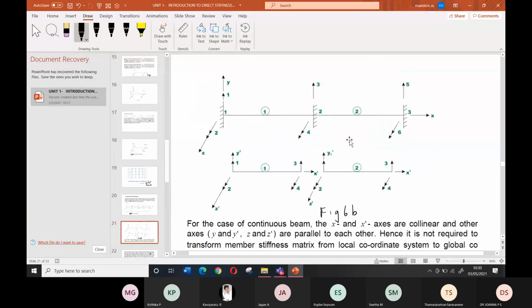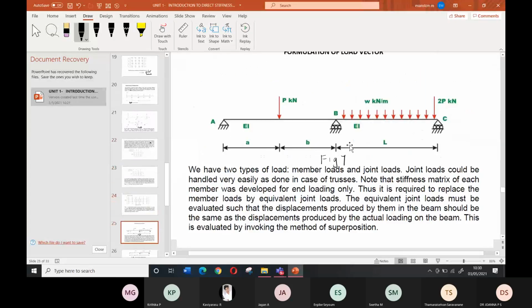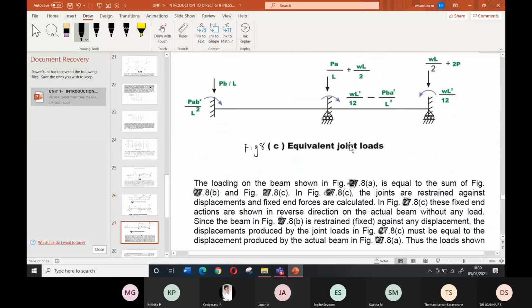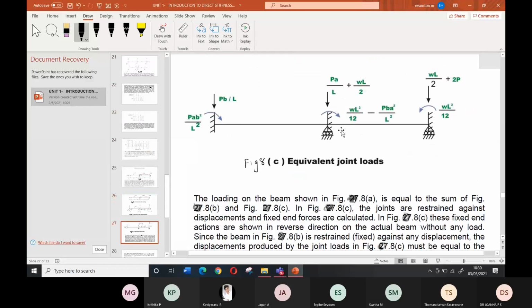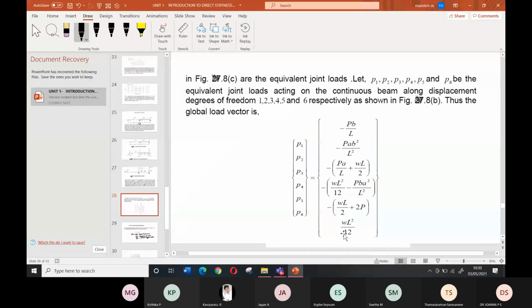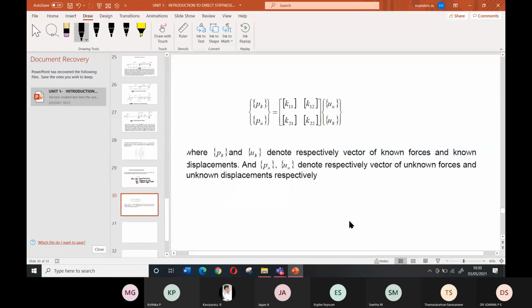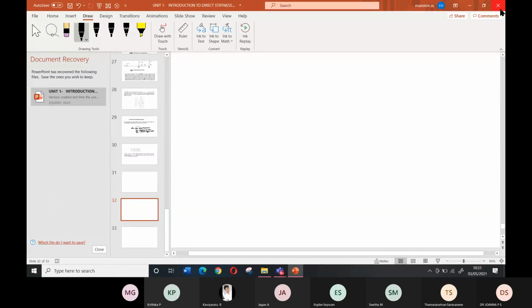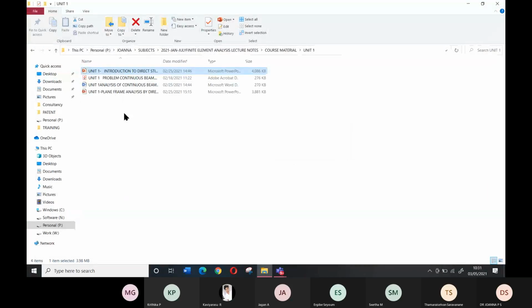Then you have to study the equivalent joint loads, that is for the point load, and for the UDL you have to know. These formulas you should know. So that's all for your first unit.